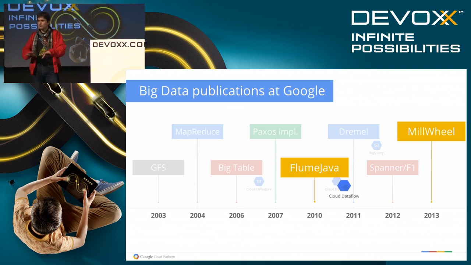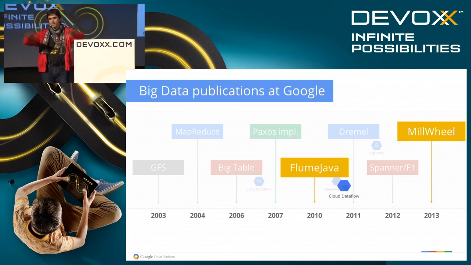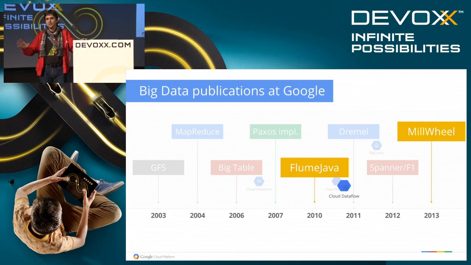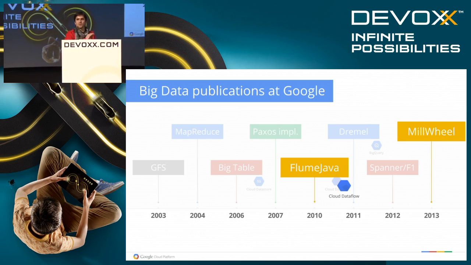MillWheel, just quickly, I will not talk about this. MillWheel is about the networking nitty-gritty of how to get your data flowing reliably in this complex cluster, to make sure that a piece of data leaves a cluster once and once only and arrives to another machine once and once only.